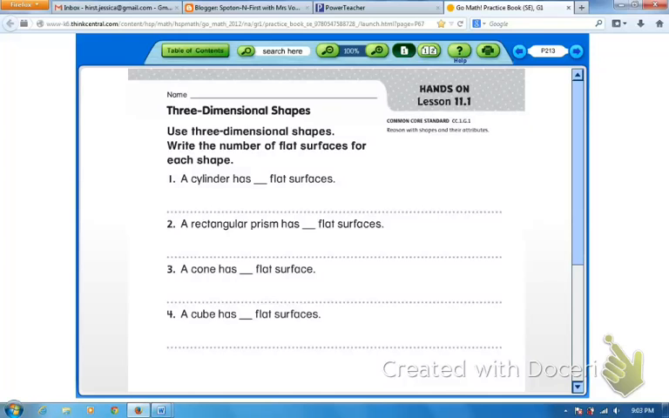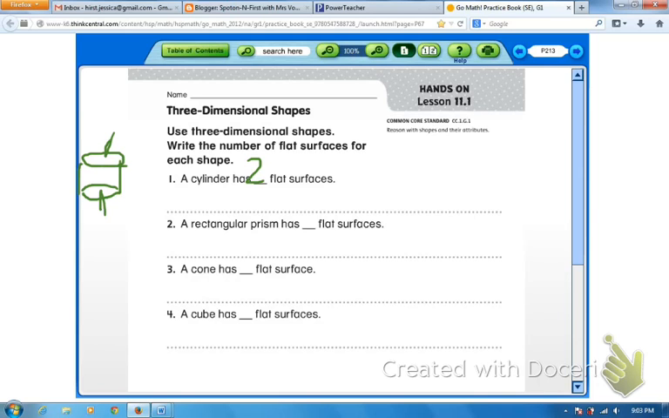So we want to know how many flat surfaces does a cylinder have. Well, if I am to draw a cylinder, we can see that it has a flat surface on the top and a flat surface on the bottom. So it would have two flat surfaces. The side would be a curved surface.